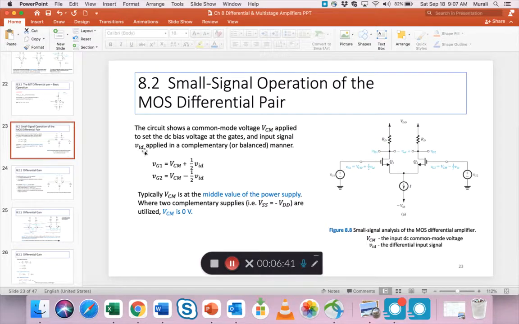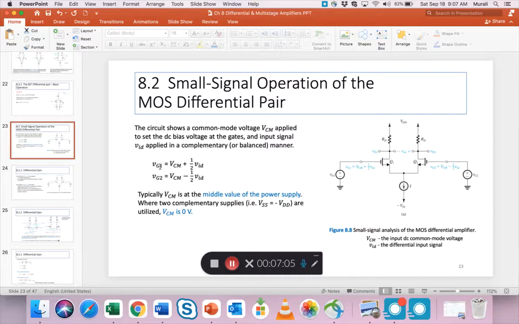And the input signal vid is applied in a complementary or balanced manner. What that means is the vid, whatever the input signal is, is divided into two parts. One half is applied here, the other half is applied here, in a complementary or balanced fashion.